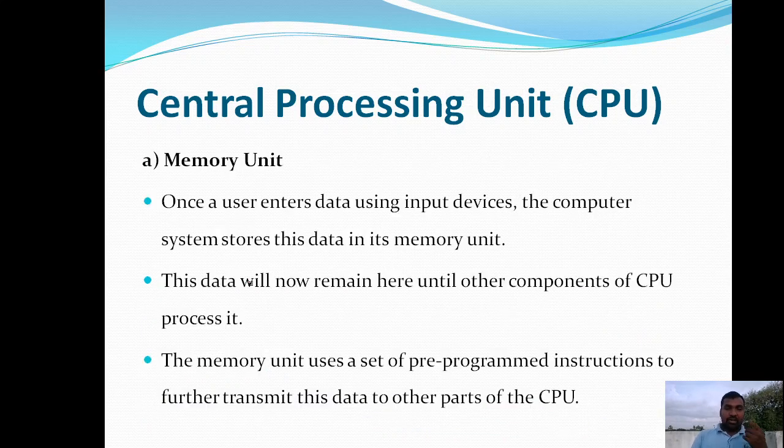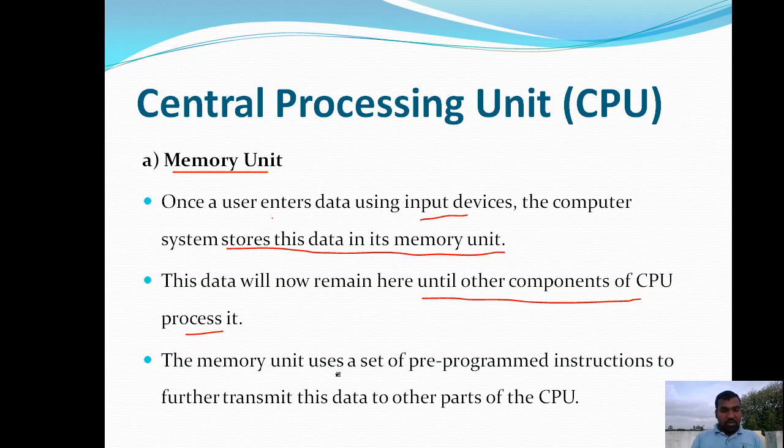Okay, so one of the components of the CPU is the memory unit. Once the user enters the data using input devices, the computer system stores this data in its memory unit. Whatever input is given by the user is stored in the memory unit, and this data remains here until the other components of the CPU process it. Until it is processed, the data is available in the memory only.